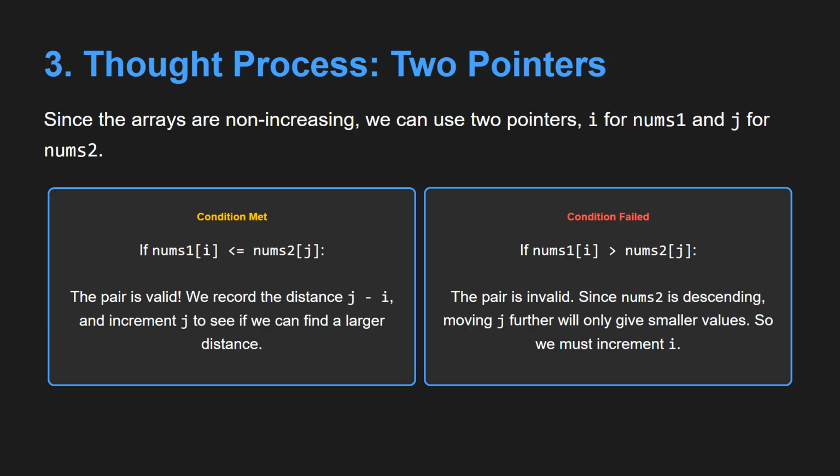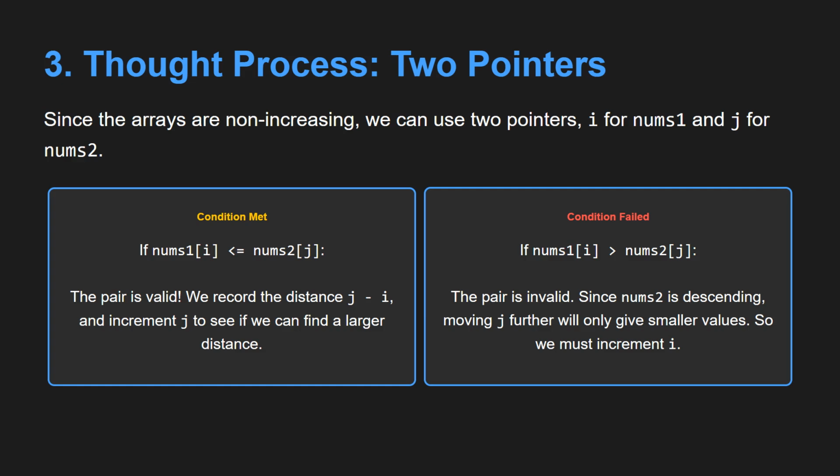Here is the thought process. We can use a two-pointer technique. Let pointer i traverse nums1, and pointer j traverse nums2. If nums1[i] is less than or equal to nums2[j], we have a valid pair. We update our maximum distance and increment j to explore if an even larger distance is possible.